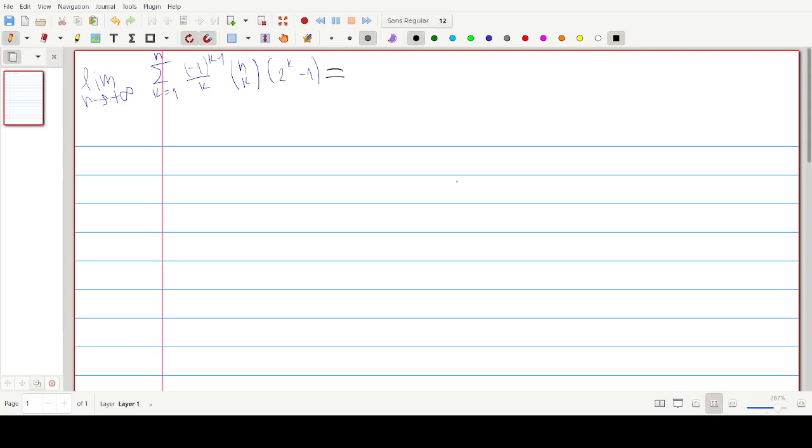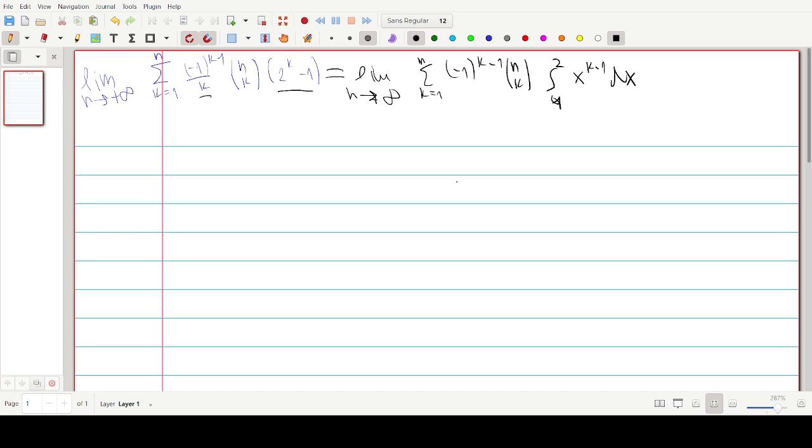In this video we will consider the limit of the following sum. So how will we proceed? We will rewrite 1 over k and 2 to the k minus 1 as an integral. So we will rewrite the other things as follows: sum going from k equals 1 to n, minus 1 to the k minus 1, n over k. And then we rewrite the highlighted thing as an integral, x to the k minus 1, from 1 to 2.